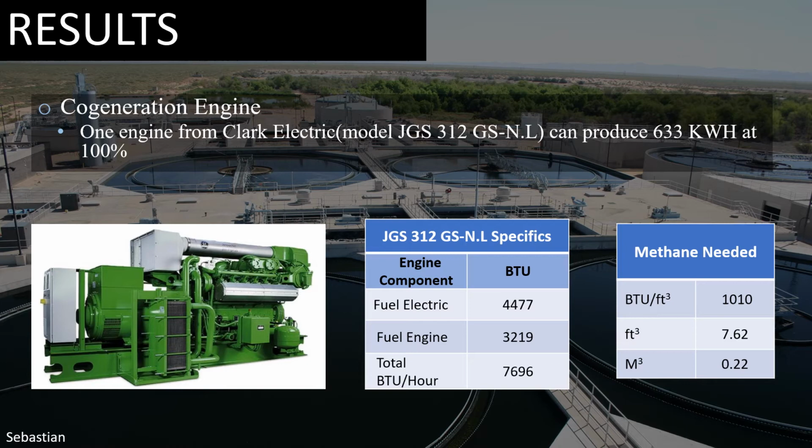By calculating how many BTUs the engine requires overall, which is partially electric and partially engine, so there's going to be some mechanical power needed and some electrical power needed, we calculated that, which was 7,696 divided by 1,010, and we have 7.62 feet cubed, or meters cubed, because I understand that wastewater treatment plants also require to be in the metric system.